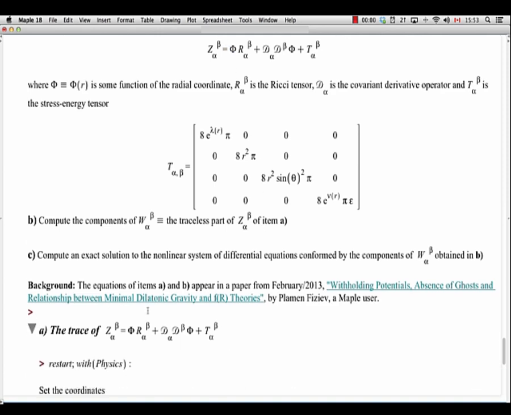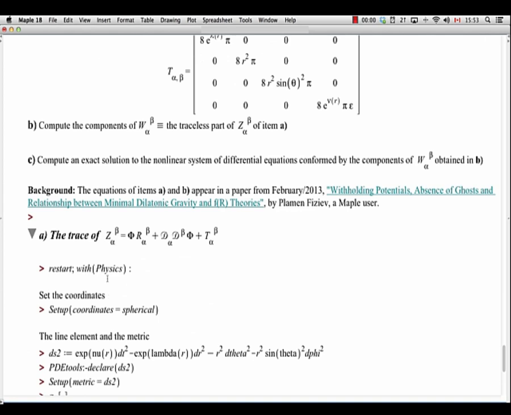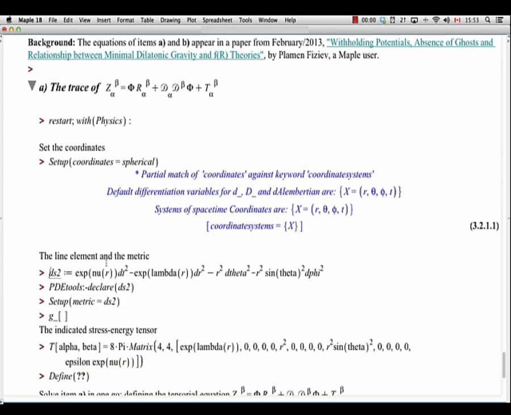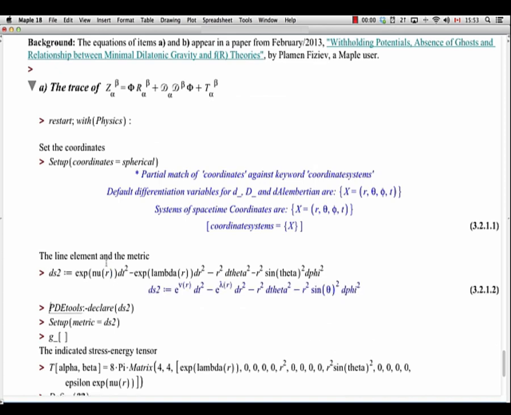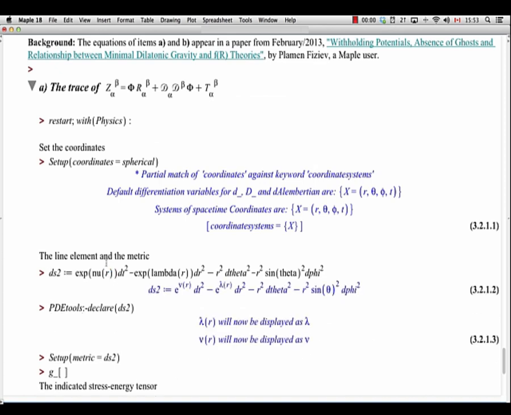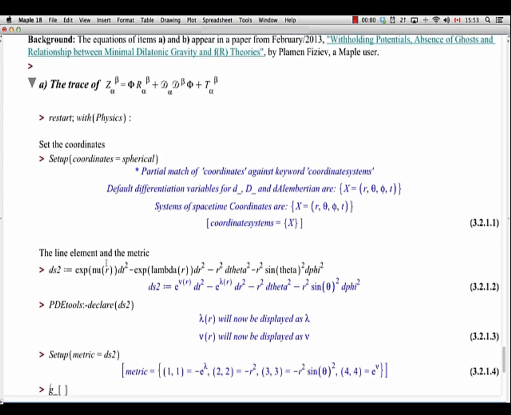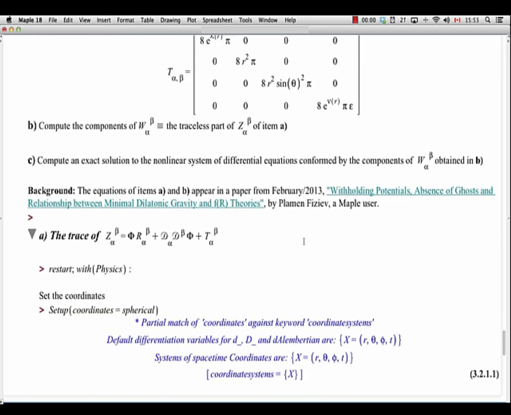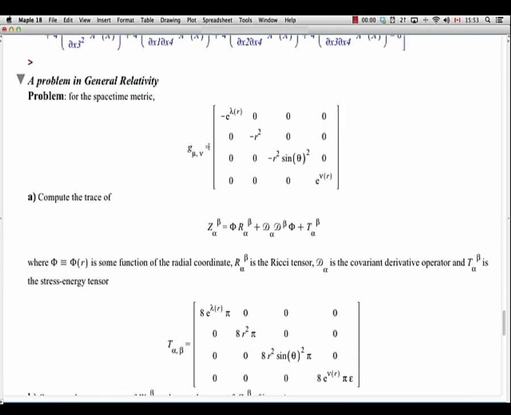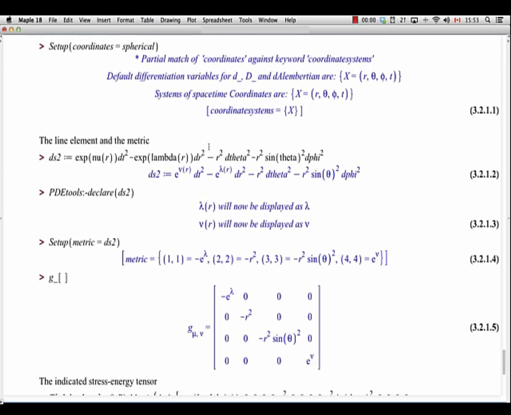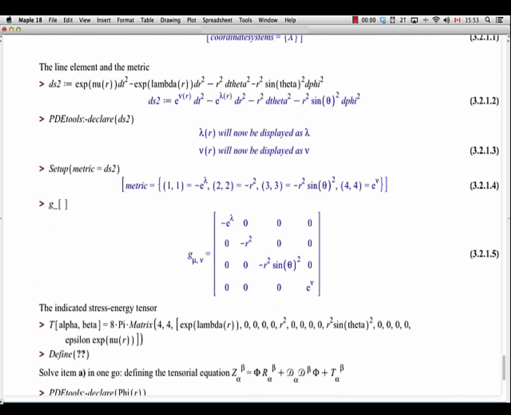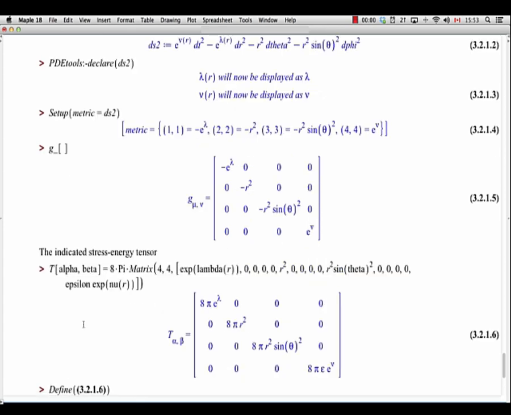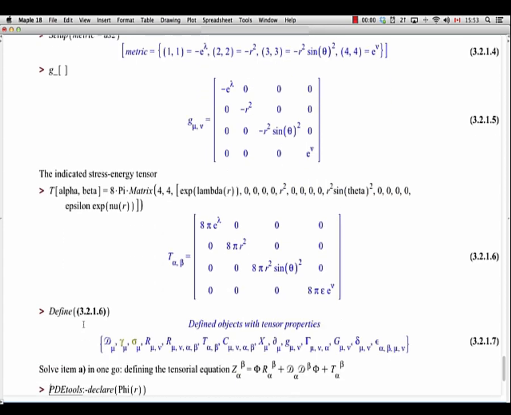First of all, the trace of Z. Well, we set the coordinates. He worked in spherical coordinates. We introduced the line element for the space-time metric, the way he indicated. With the line element, we just set the metric, and we can check that the covariant components are as he indicated, and indeed they are. So now we introduce the stress energy tensor.